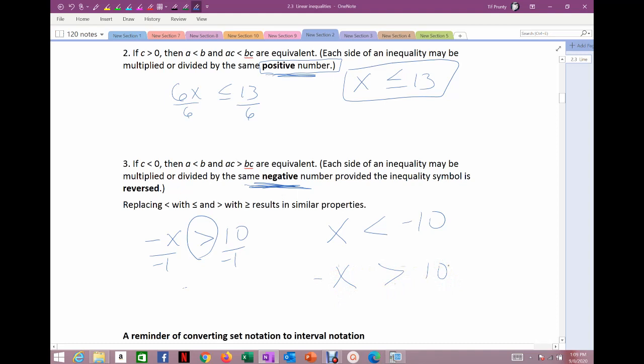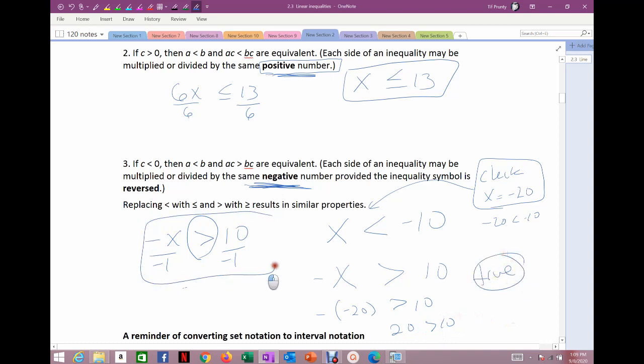You can always check your answer. Pick a value that you can check. So pick a number less than negative 10, so I'll let x be negative 20. That's true, right? Negative 20 is less than negative 10. And if I plug negative 20 in here, I get negative negative 20. Is that greater than 10? It is, because the negatives cancel each other out, leaving me with 20 is greater than 10. And so you can always check to make sure your answers are true.